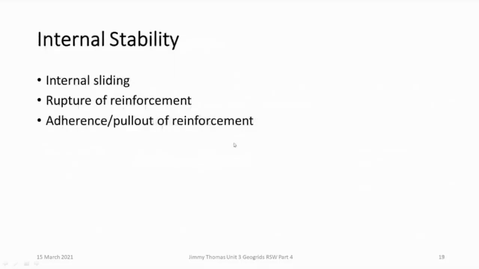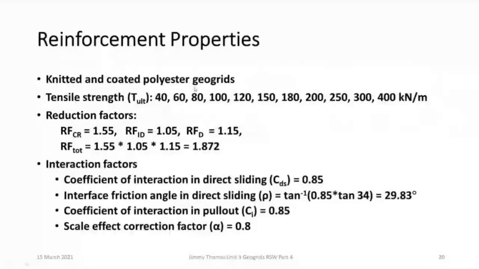Now we move on to internal stability. First we have to check for internal sliding, then rupture of reinforcement, and then adherence or pullout of reinforcement. For this, we need the reinforcement properties. As I mentioned, we are considering knitted and coated polyester geogrids. For tensile strength, we first decide on a particular manufacturer, then select whichever product he has.